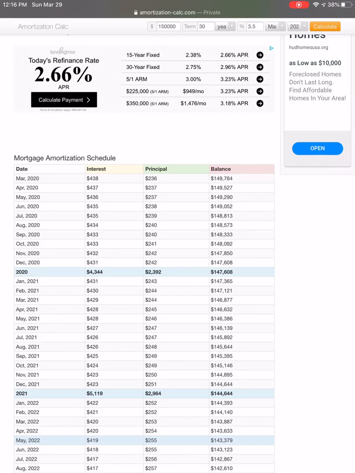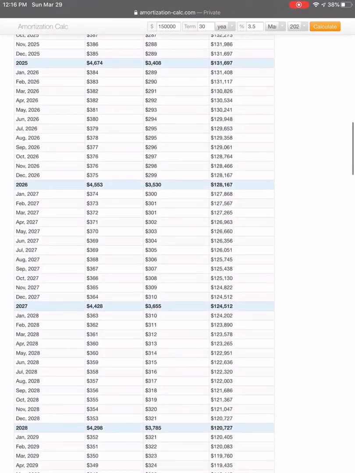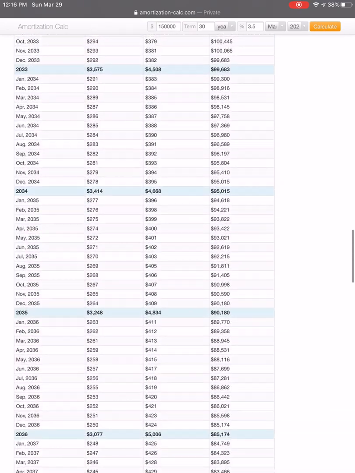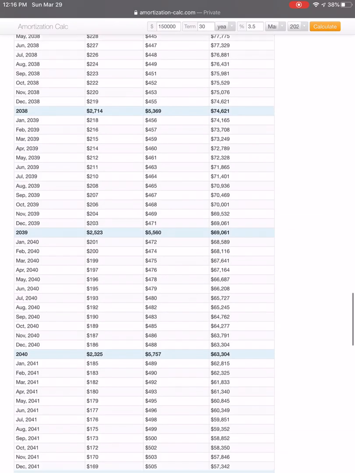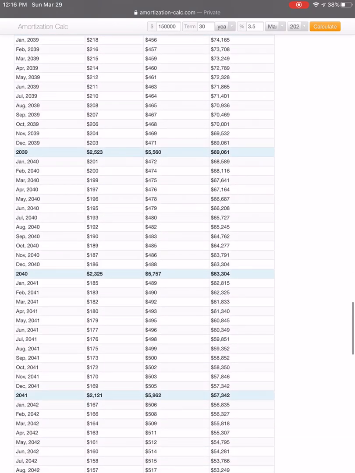So 20 years down the road in February will be at our 240th payment, or 240 months later. Okay, so we need to look at the year 2040 and the month February. So February 2040, we scroll down to get to that. February 2040. So we look just about bottom of the top third of the page.